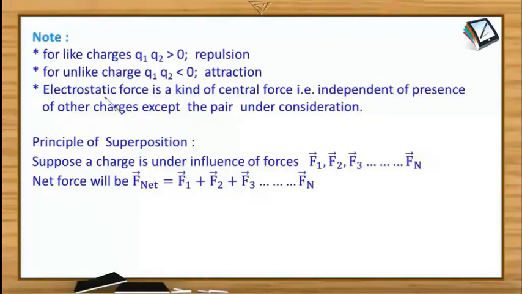Here are some important points. For like charges, Q1 Q2 will be greater than 0. It is a case of repulsion. For unlike charges, Q1 Q2 is less than 0. It is a case of attraction. So these are the things we already discussed.